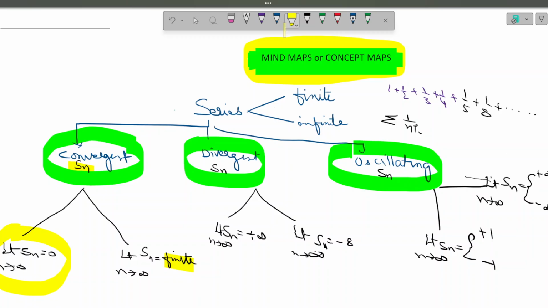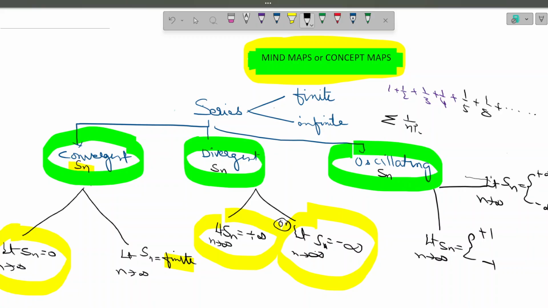Otherwise, if the partial sum is divergent, that is, the limit as n tends to infinity of Sn equals plus infinity or minus infinity, that means the series is diverging to plus infinity or minus infinity, not both at a time. Then the series is divergent.